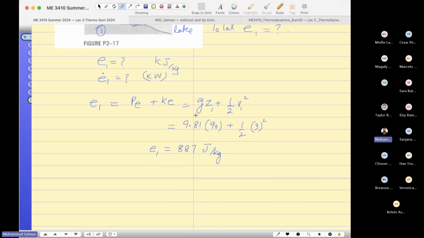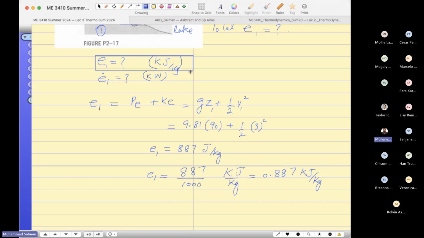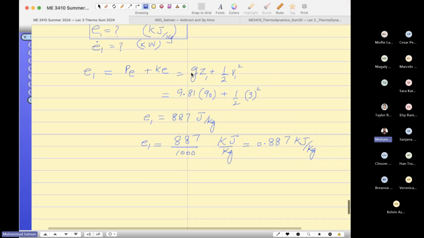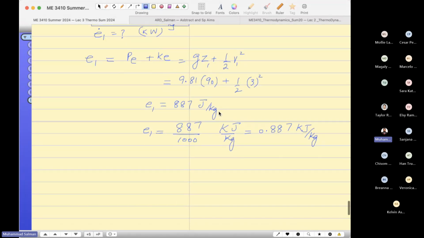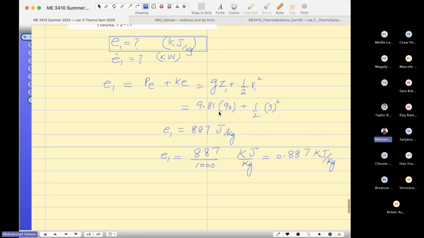Now we have to find it in kilojoules. In order to get the answer in kilojoules per kilogram, you divide this by 1,000, because you are converting it into kilojoules per kilogram. That will give you 0.887. This is your answer for the first question. If you have understood the first answer, please type in yes, and then I will move to the next part of the same question. Brianna says yes, and Molly says yes. That's correct.